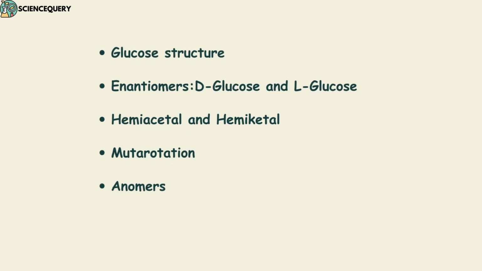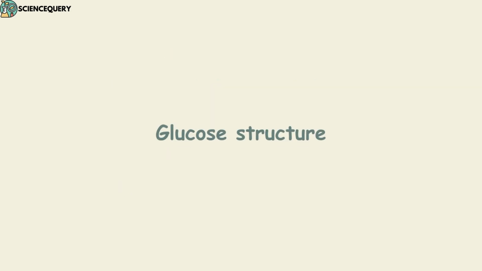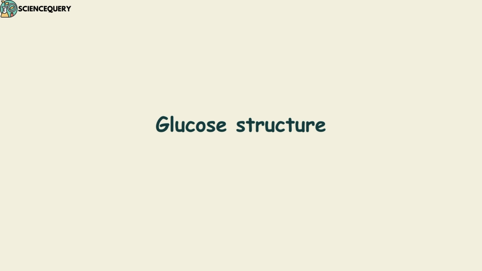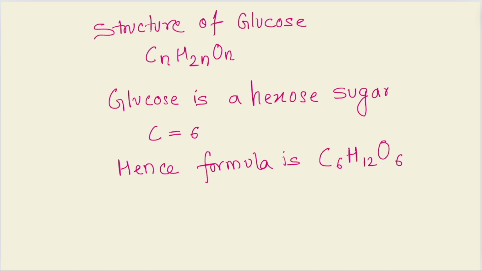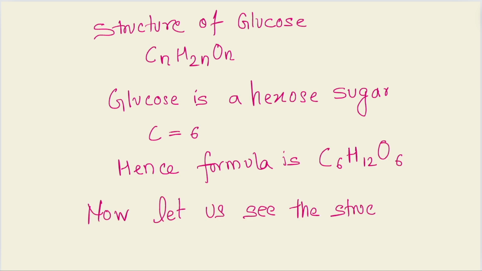The next 6 minutes of this video will cover the following topics: glucose structure, enantiomers like D-glucose and L-glucose, hemiacetal and hemiketal form of glucose, mutarotation and anomers. Now let us first see the structure of glucose. The general formula of glucose is CnH2nOn. Glucose is a hexose sugar, therefore the carbon count in glucose is 6. Hence the formula is C6H12O6.